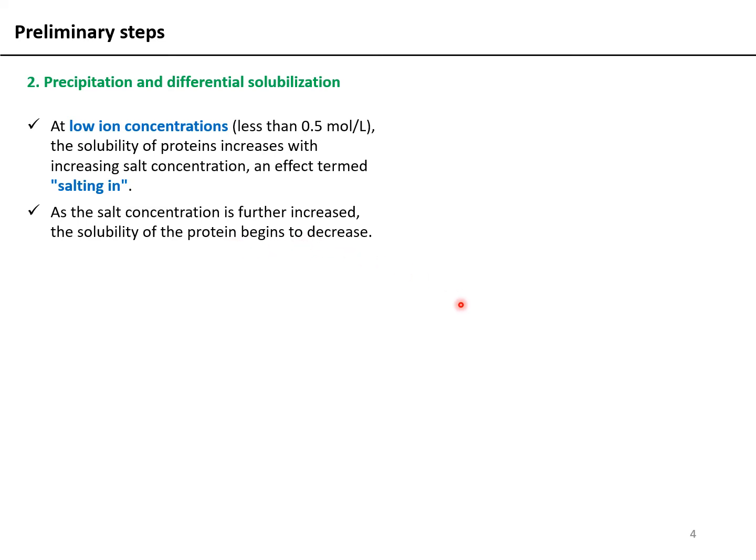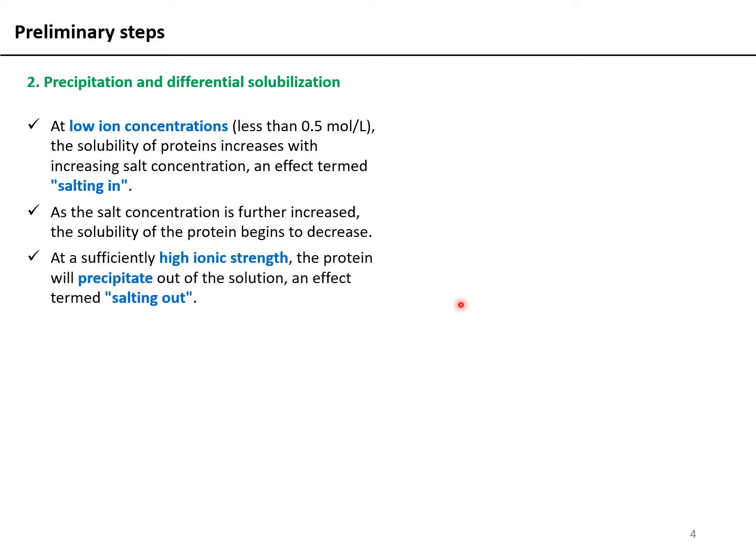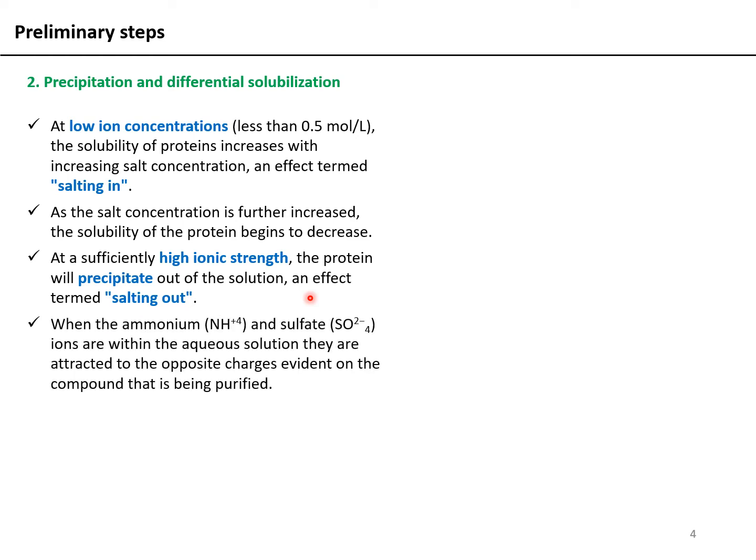So, at low ion concentration, when you increase the salt concentration, the solubility of protein increases. But after you cross a certain point, when you increase the salt concentration further, the solubility of your proteins decreases. At a sufficiently high ionic strength, the protein will precipitate out of the solution, and this is what we term as salting out. So now your protein of interest gets salted out of the solution.